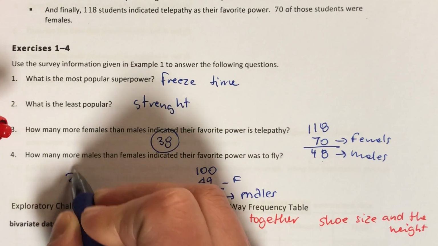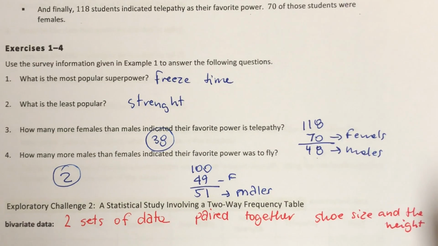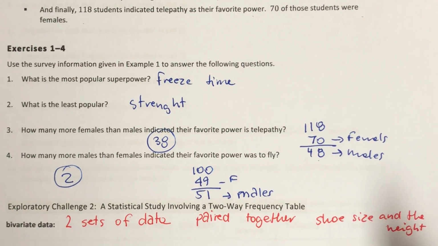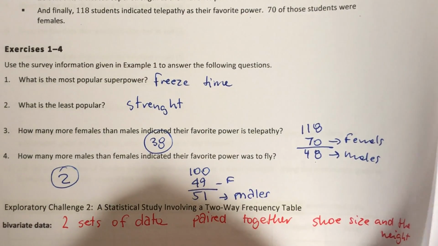And the difference is 2. So it would be 2 more. Again, looking at this, you look at all those numbers and it's very meaningless. So let's see what we can do with those numbers to make it a little bit more meaningful.